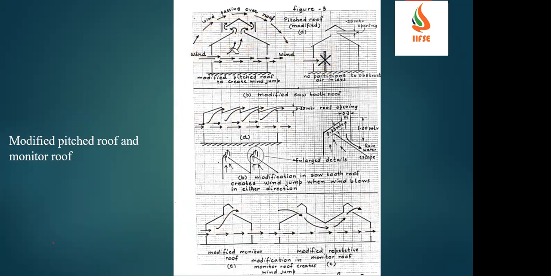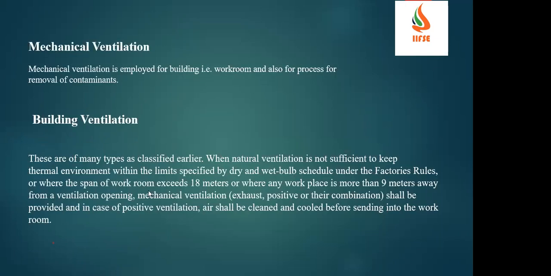This is for a modified pitched roof, and the other one is for a modified sawtooth roof, and again this is for the modified monitor roof. Okay, these are the different types of ventilation systems for the various kinds of roofs.